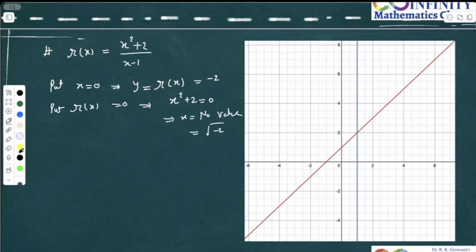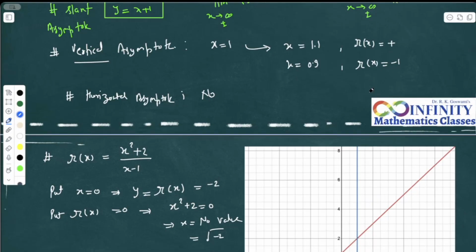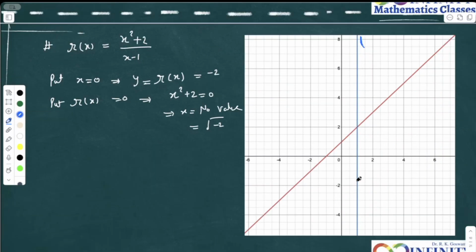Now I have got the two asymptotes. I told you at 1.1, R(x) is positive and at 0.9 it is negative. So I'm expecting that my graph is somewhere here. Am I right? Yes. At 0.9, my graph is going to be somewhere here. There is only one point of intersection, that is (0, minus 2), which will be somewhere here.